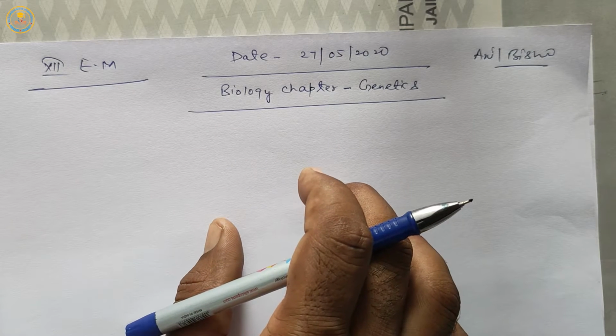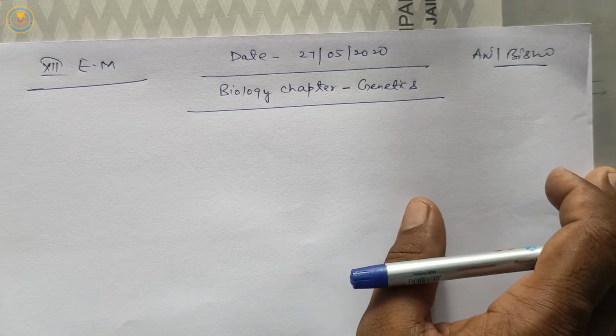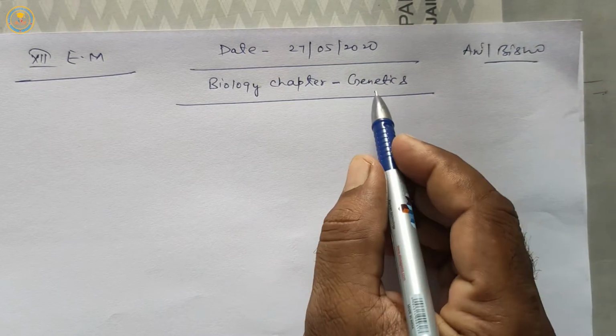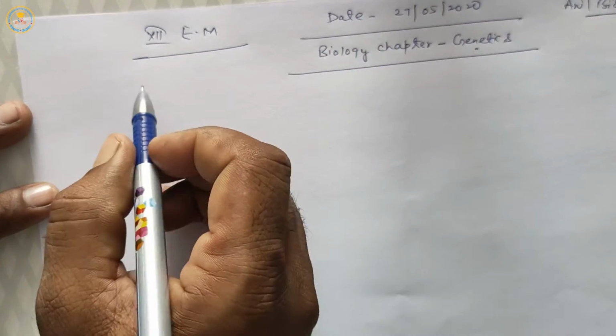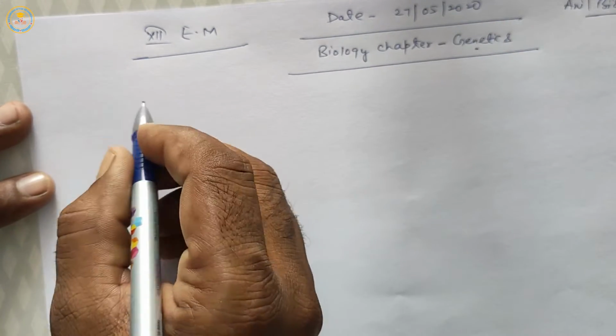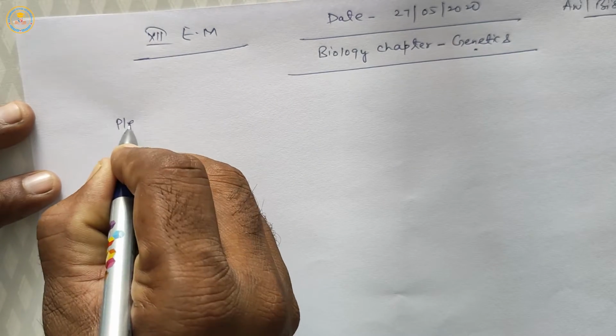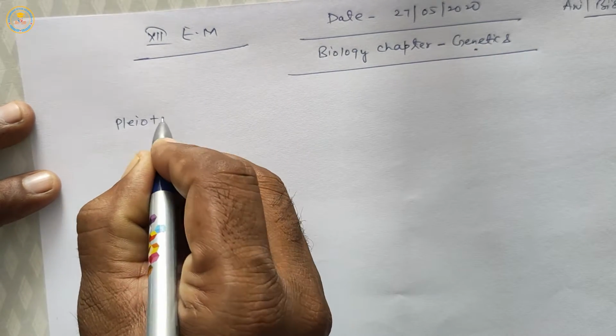Good morning, students. Today we are starting again biology chapter genetics, and today's topic is pleiotropy and lethal gene. First is pleiotropy.